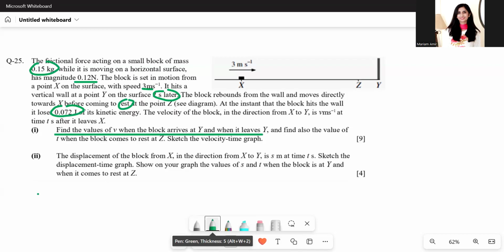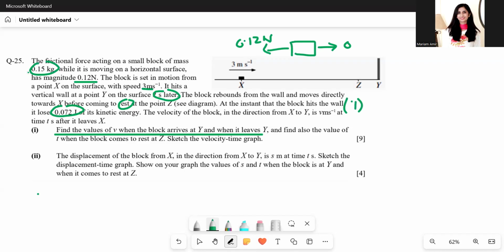Okay, so there's a block. There's no forward force, 0. There's a backward force, 0.12 newtons. Let's use Newton's second law and find acceleration first. Forward force minus backward force is equal to m times a. A comes out to be minus 0.8 meters per second squared. Now we need the speed of the block when it arrives at Y.